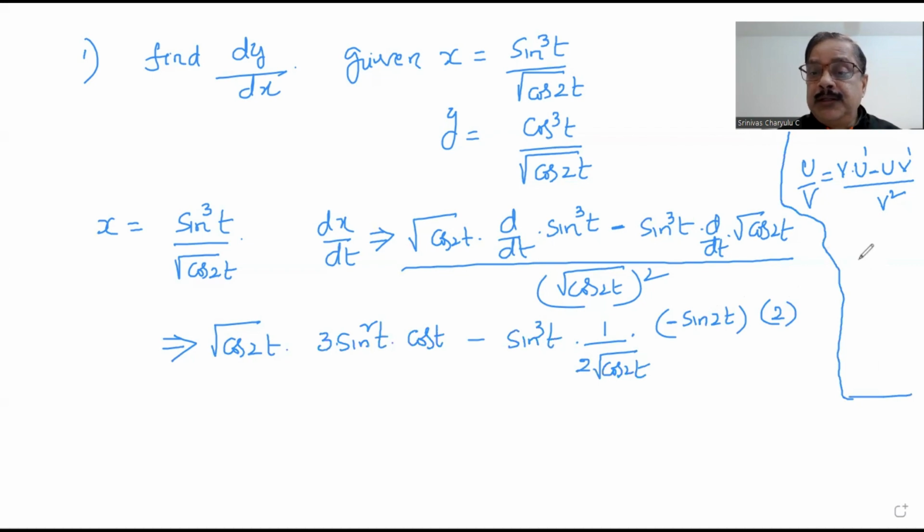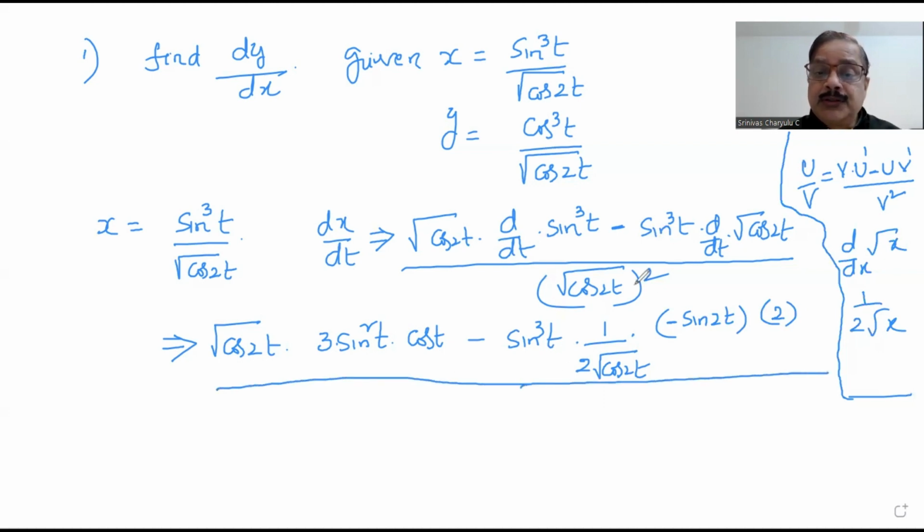So here we have applied this formula. What is that formula? D by dx of root x, that is 1 by 2 root x. So in the place of root x, we are having root cos 2t. That differentiation 1 by 2 root cos 2t. Chain rule. Cos 2t differentiation minus sin 2t. 2t differentiation 2. This entire thing divided by root of cos 2t whole square will become cos 2t. Here, these 2 and these 2 cancel.